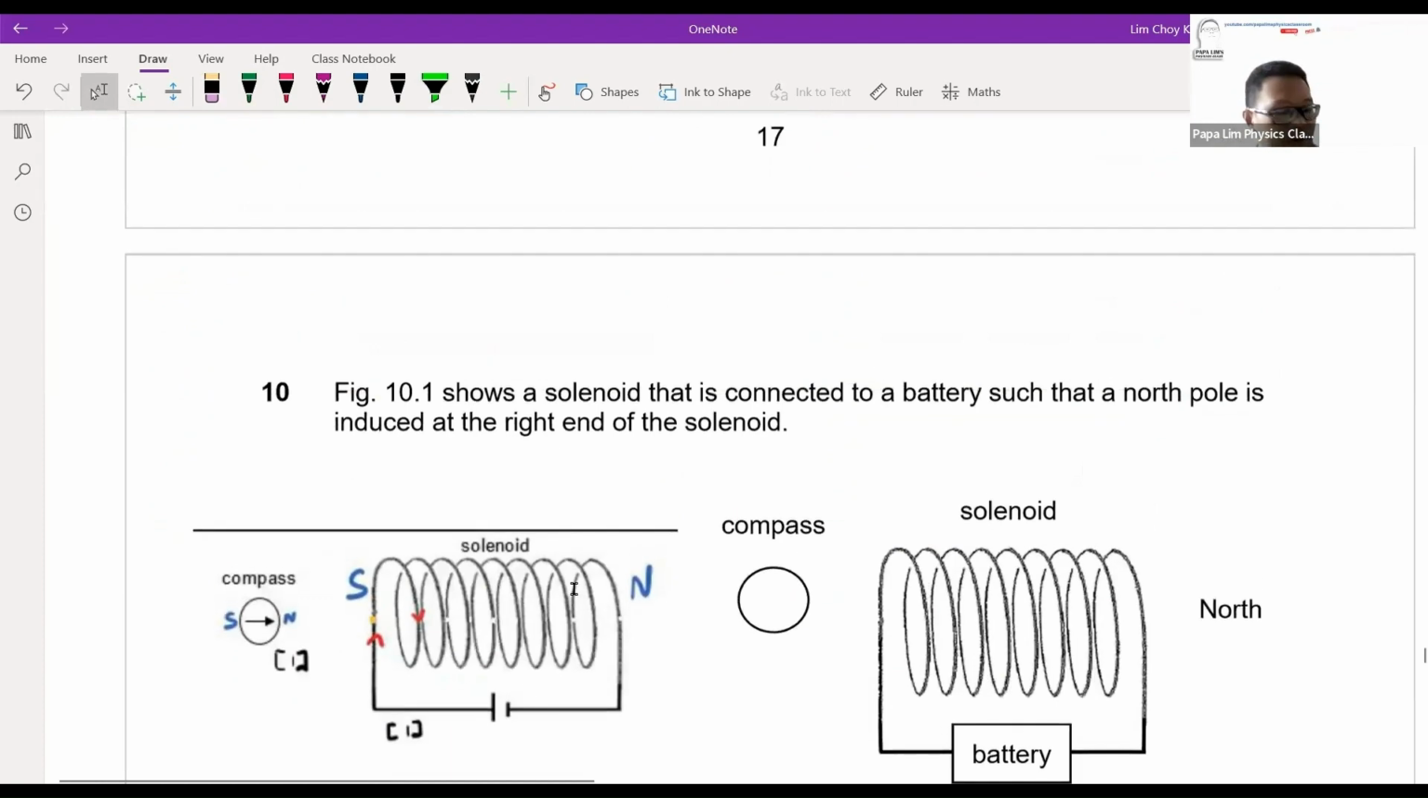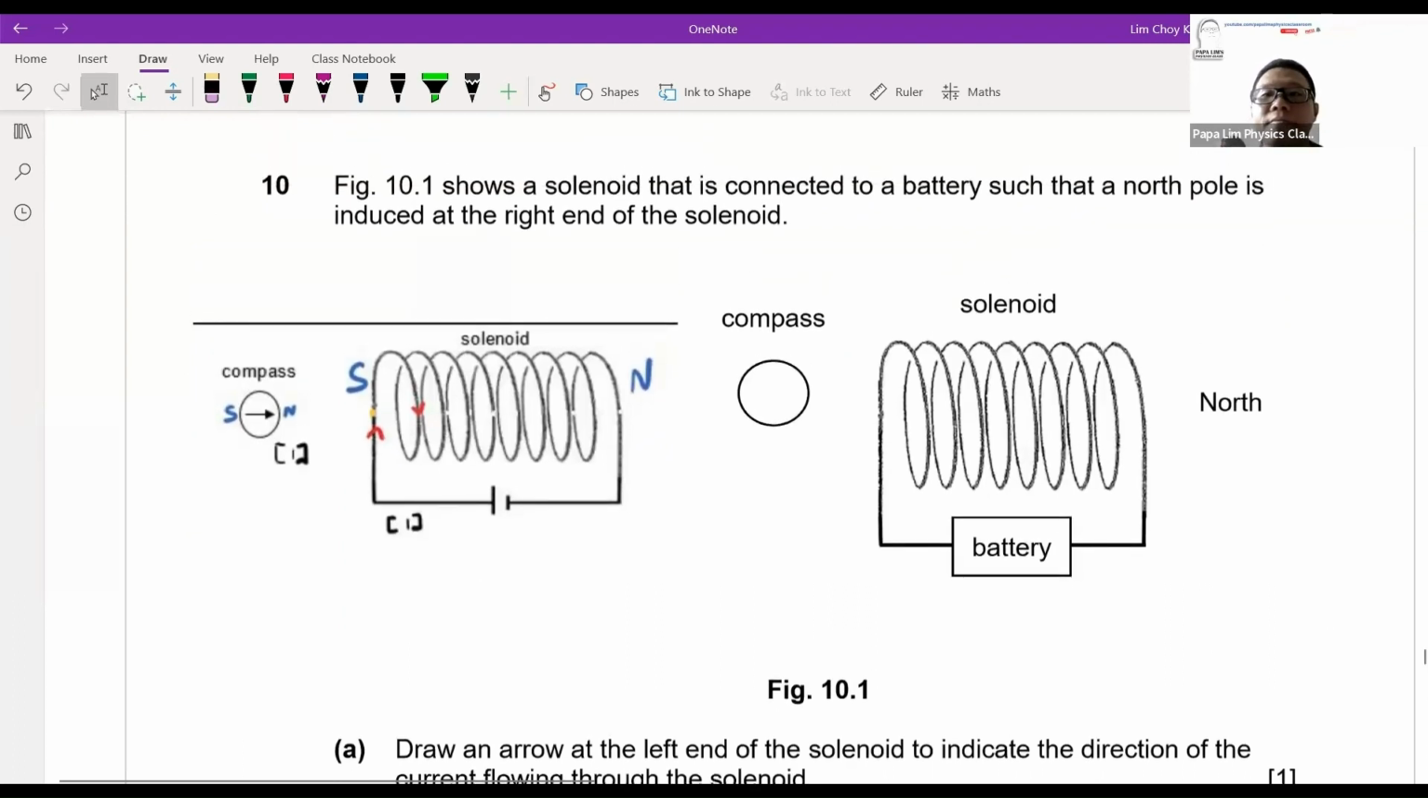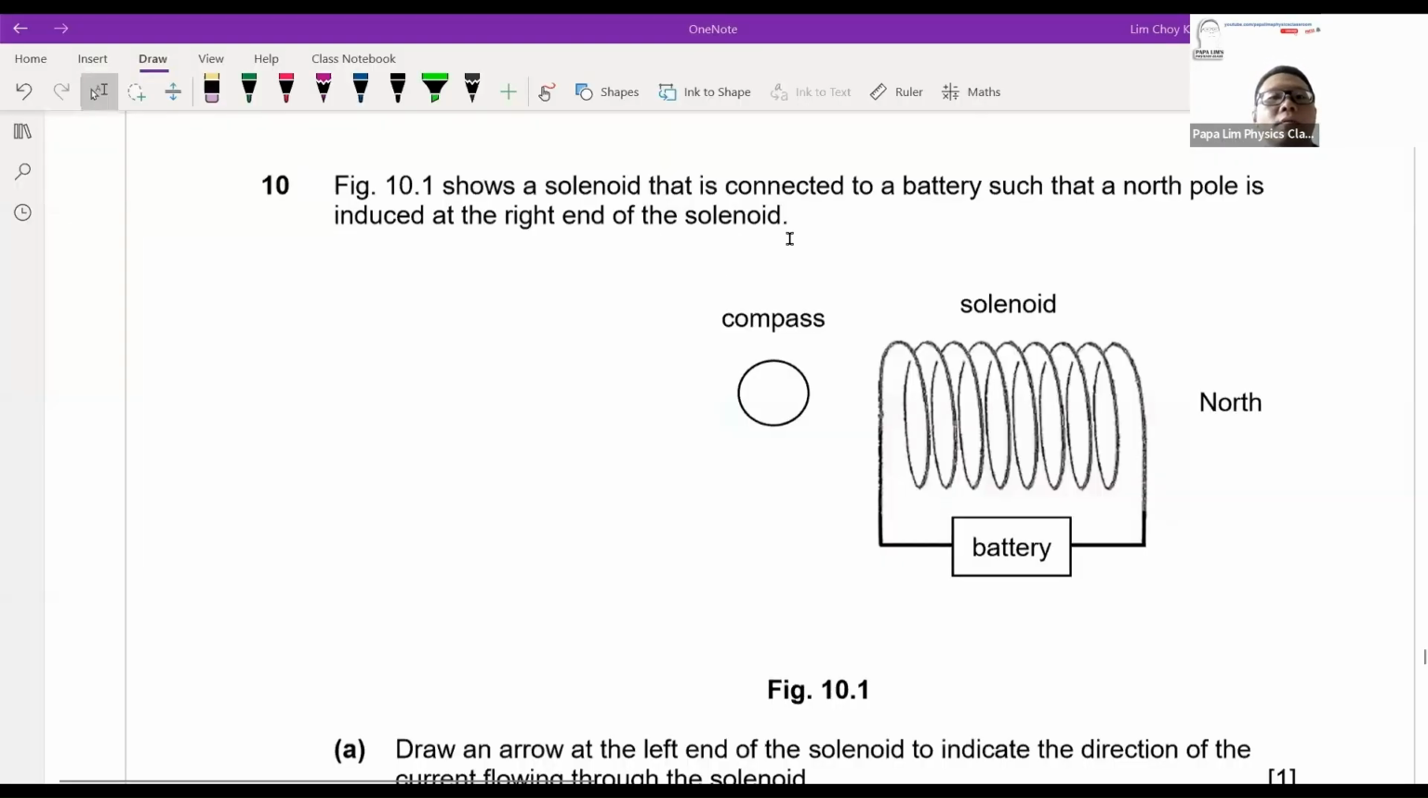Now for question 10. Question 10 deals with solenoid and compass. So now let's take a look at this. For question 10 here, you have your solenoid and your compass. Based on the information given, you have a north pole being induced on the right end of the solenoid. So based on the picture, the north pole is induced on the right side, and automatically you will know that the other side will be a south pole here.